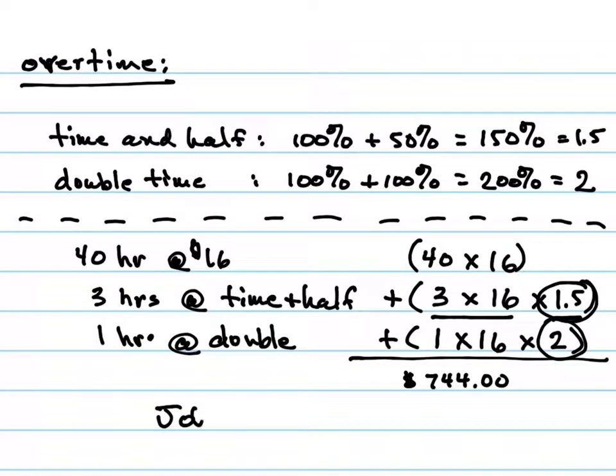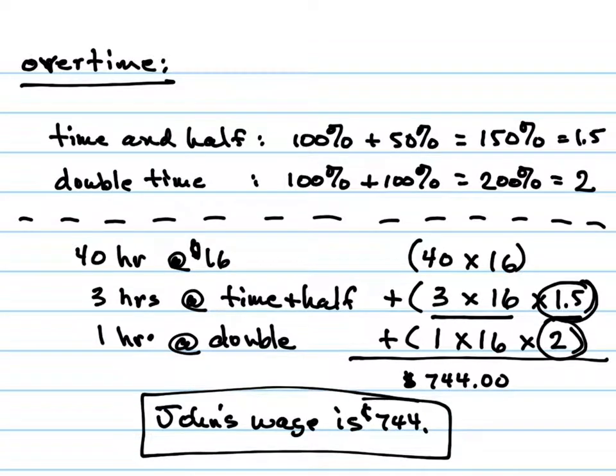So our completed answer is: John's wage is $744. Make sure that you're answering the question in the form of a complete sentence. If not, then your answer is incorrect. Okay? So that's what happens with overtime. And these two multipliers are the typical ones. Really not going to have anything different than those for overtime.